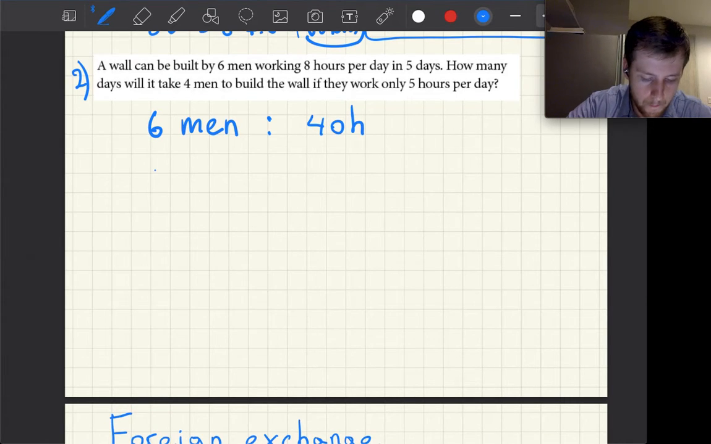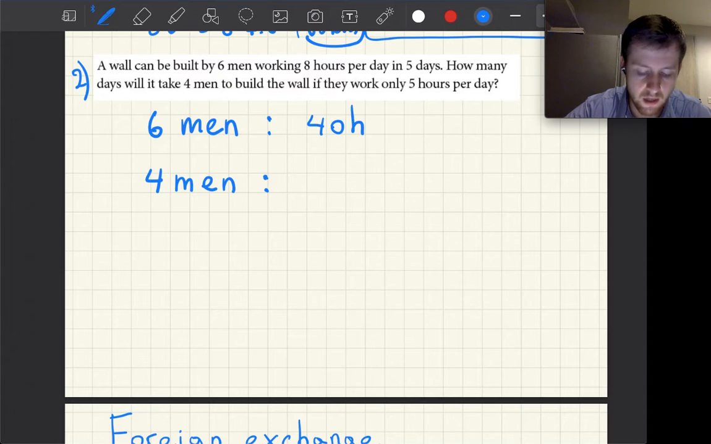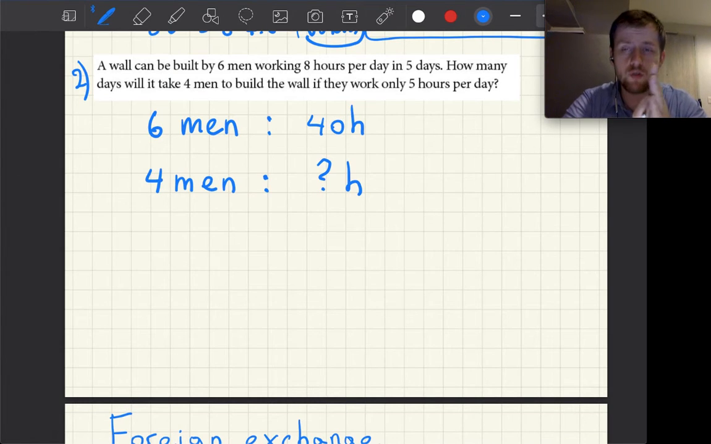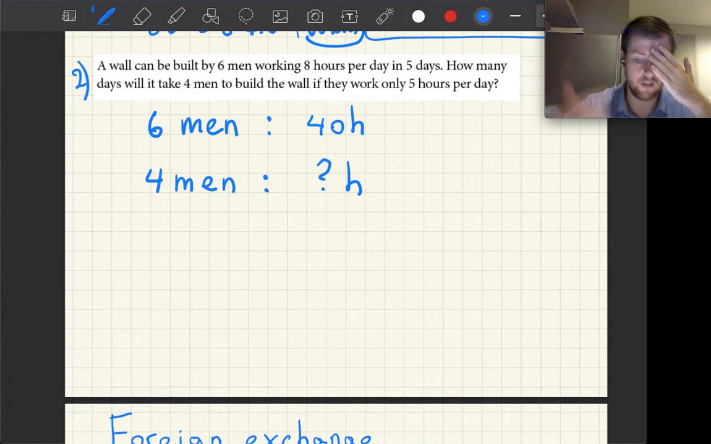4 men. First of all, let's find how many hours it's going to take them. Let's find that out. 4 men, how many hours is it going to take them to build the wall, right? So the methods which we used before, actually it's not going to work that well anymore. Just try to apply the logic, right? If we try to, for example, let's say that we find out.